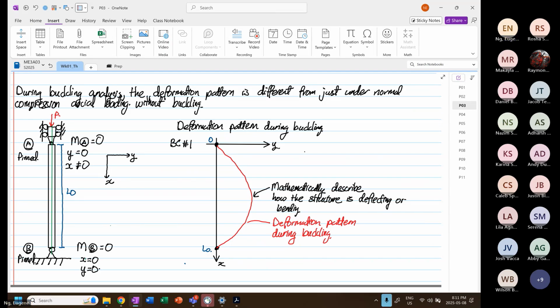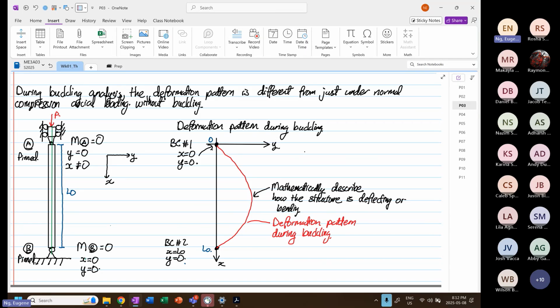Which over here states that when x is equal to 0, y is also equal to 0. Okay. So boundary condition 1 reflects to this point over here. And then we have boundary condition number 2, where x now is equal to L0, y is equal to 0.